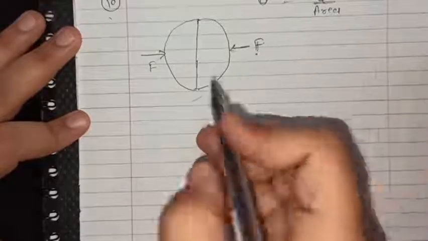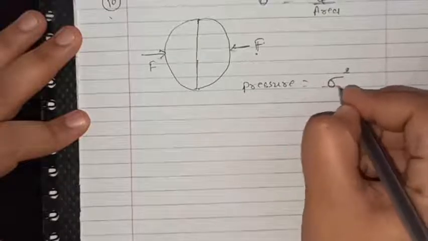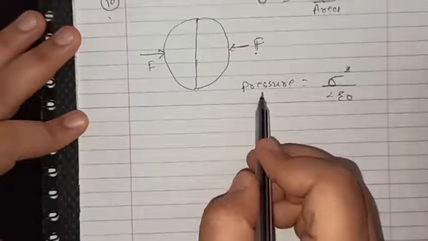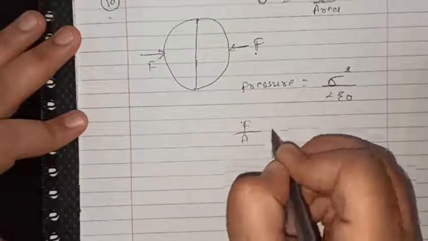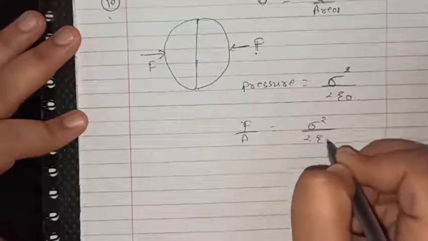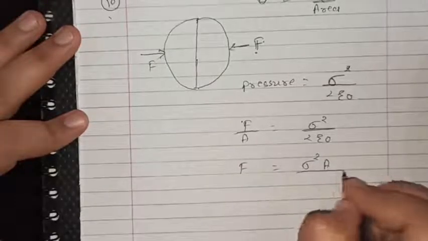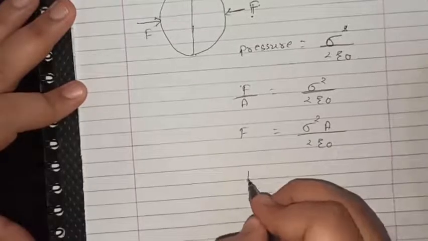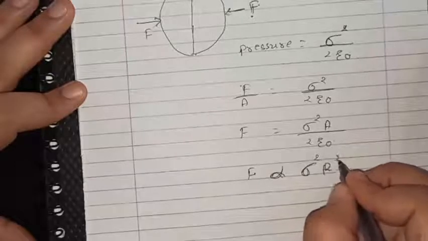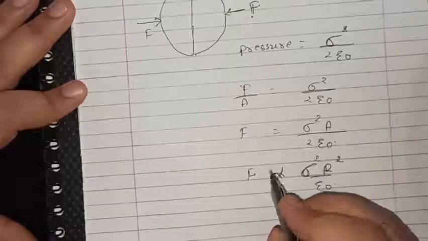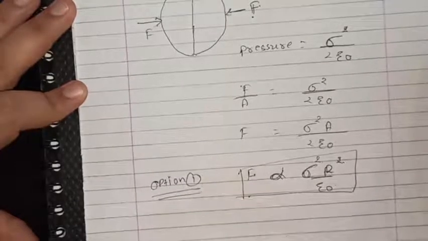Here the pressure acting can be written as sigma square divided by 2 epsilon naught, but pressure is force upon area, equal to sigma square divided by 2 epsilon naught. So force is equal to sigma square into A divided by 2 epsilon naught. From this we can write F is directly proportional to sigma square, area, that will be R square, divided by epsilon naught. So option 1 is the correct option.